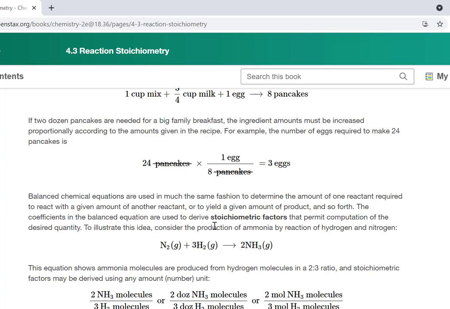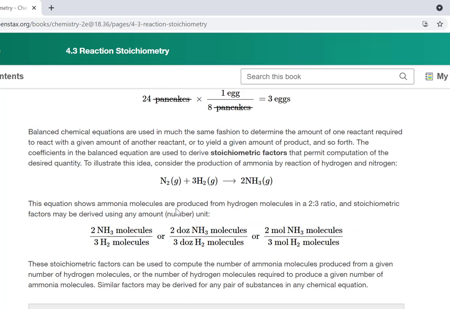But of course, in a chemical reaction, we have a balanced equation as opposed to a recipe. So the stoichiometric factors are showing the relationships between the different parts of the reaction. We can take any 2 parts of the reaction and make a ratio for them. So we can interpret this in numerous ways. We can say that the 2 here is 2 specific molecules, and the 3 here is 3 specific molecules. That's what we're showing here.